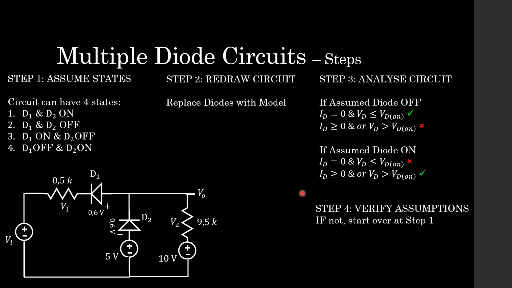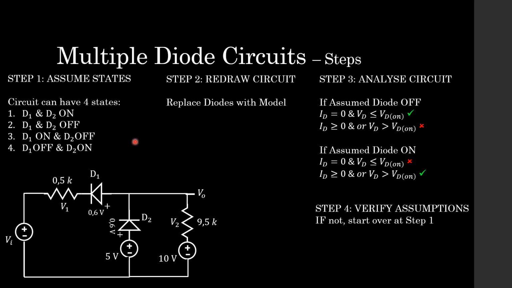You then move on to step 4, students, which is simply that if one of your assumptions was incorrect, you then have to restart all the way from step 1 with a new assumption on your circuit. You then have to redraw your circuit with the new assumptions, carry out the analysis, and check whether these hold true or false. So it's very important, students, that when you are analyzing multiple diode circuits, you have these equations at hand, so that when you perform your circuit analysis, you can see whether or not your assumption is correct or incorrect, and whether or not you have to go back to redo the analysis.